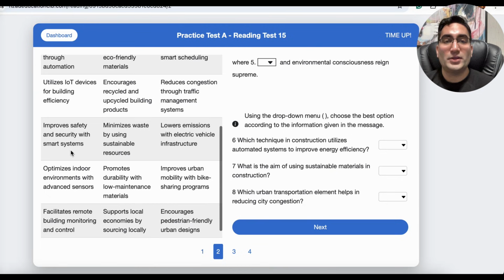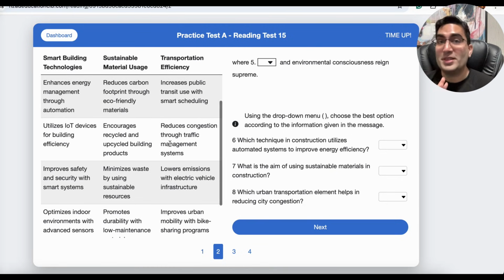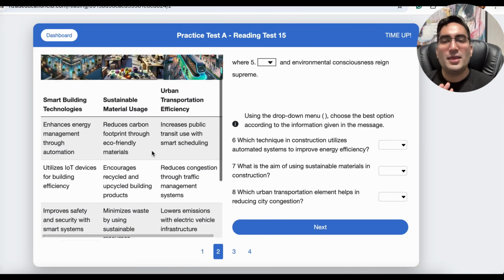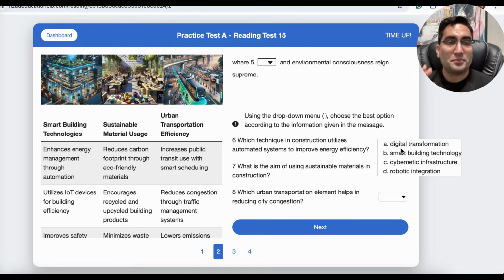I just have to look at this column, but I just want to ensure that it's not the other two. Maybe there's something automated about them, and you see that. Make sure if it's nothing about automation, then great. I'm going to be back here at Smart Building Technologies. Have a look at the options. You have digital transformation and smart building technologies itself, the idea, the heading. So that B looks correct.